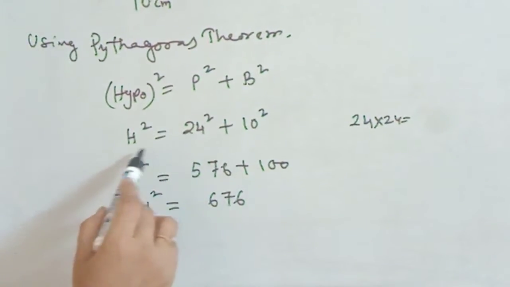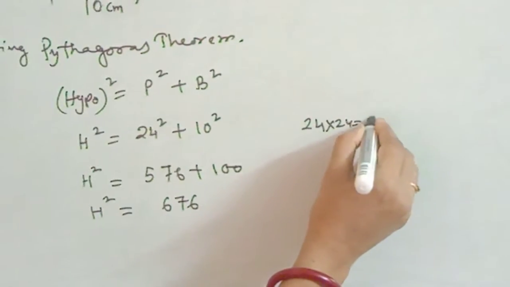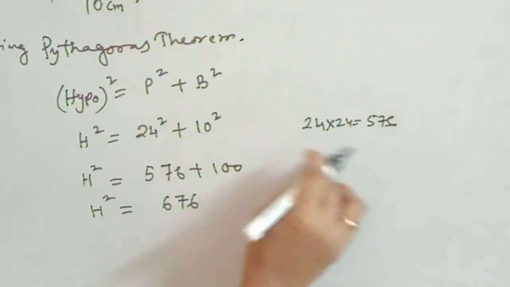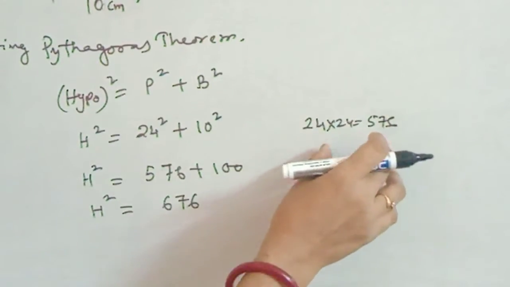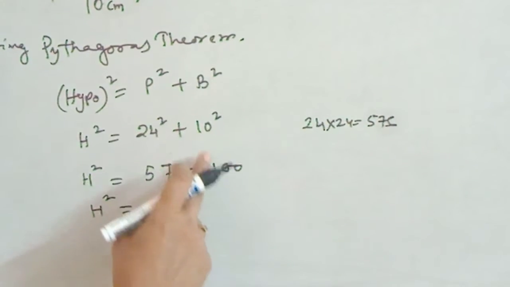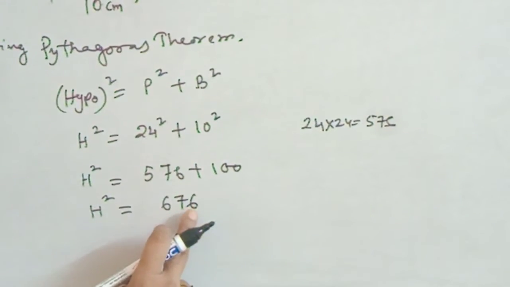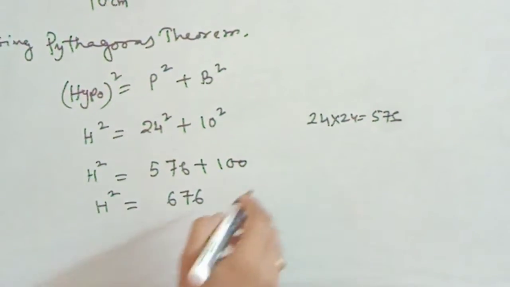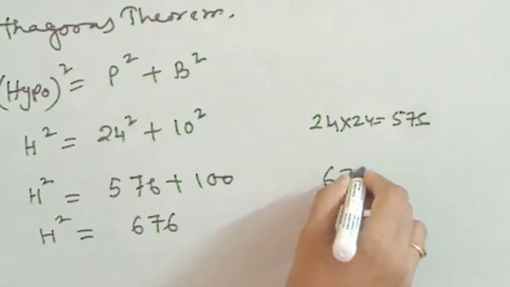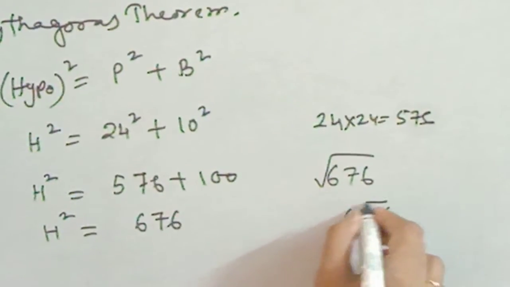Now 24 square, 24 into 24, if you multiply you will get 576. Do this rough work by your own. 24 into 24, multiply and check whether it is 576 or not. 10 square is equal to 100. Add these two, you will get 676. Now the square root of 676, you know how to do it in this way.